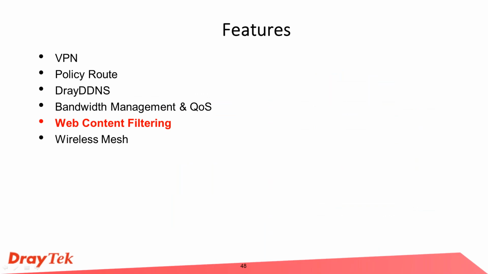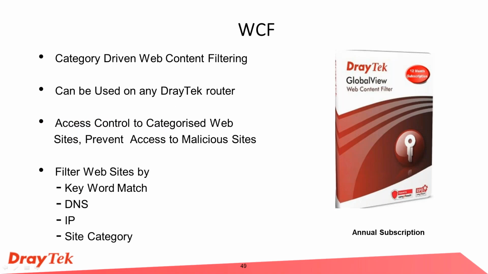Let's quickly look at web content filtering. Lots of customers are using this. It's subscription based and it's based on website categories, so let's take a look at that. WCF is category driven web content filtering. It can be used on any DrayTek router. Access to websites is controlled by category, but you can also use keyword match. You can use DNS or IP or even site categories as well.